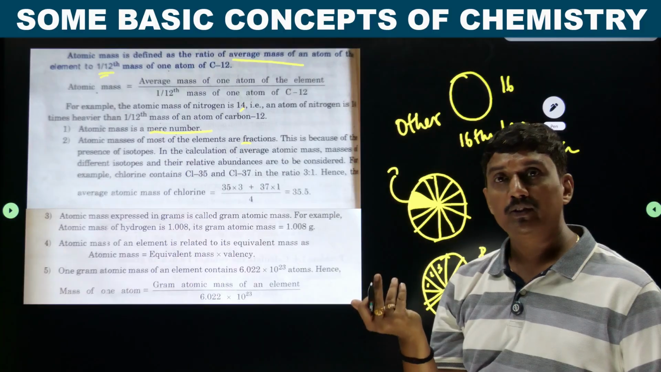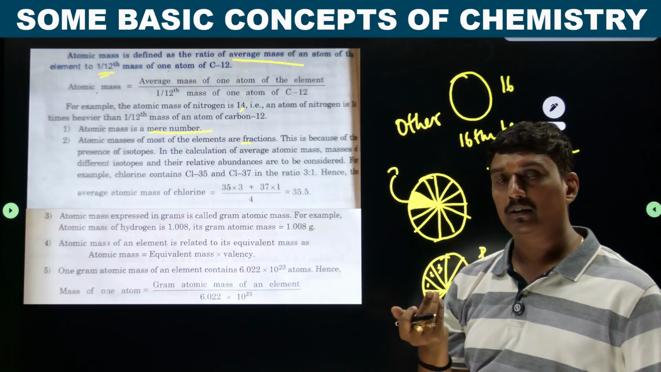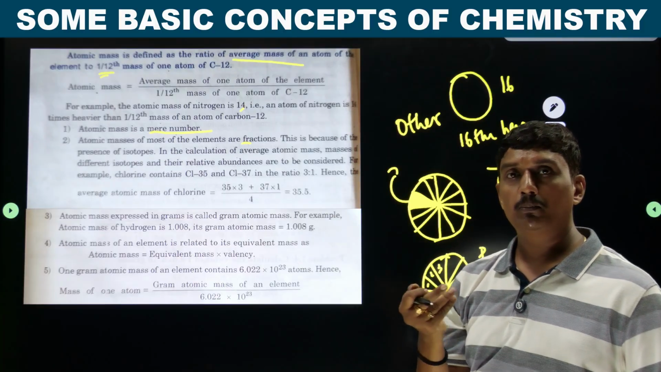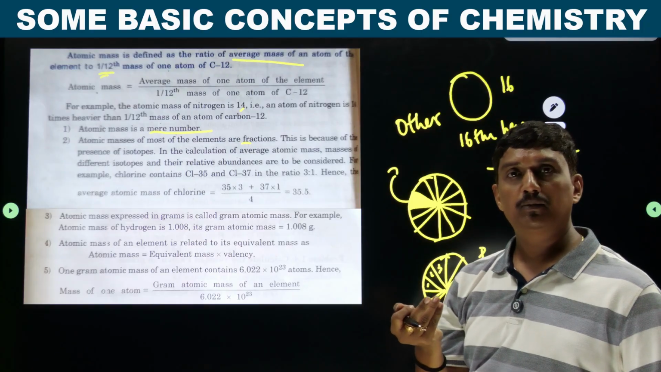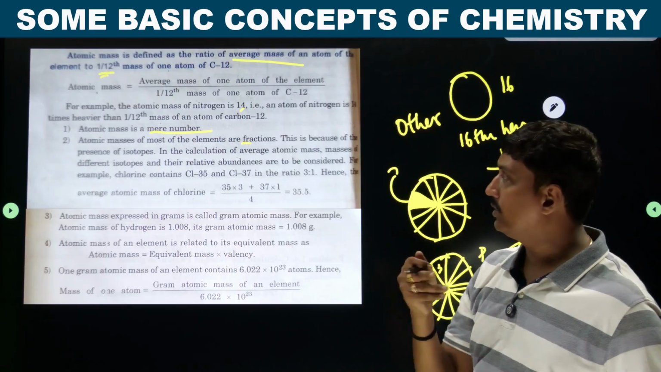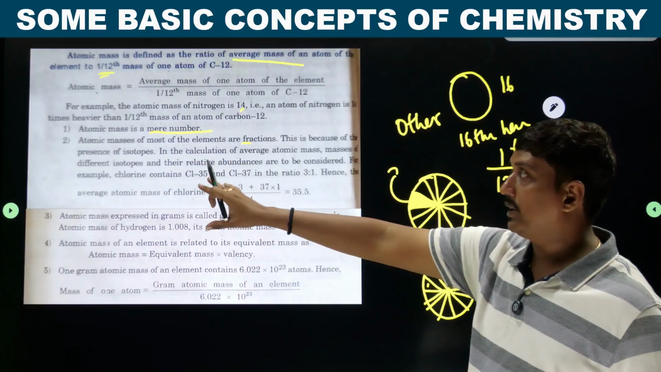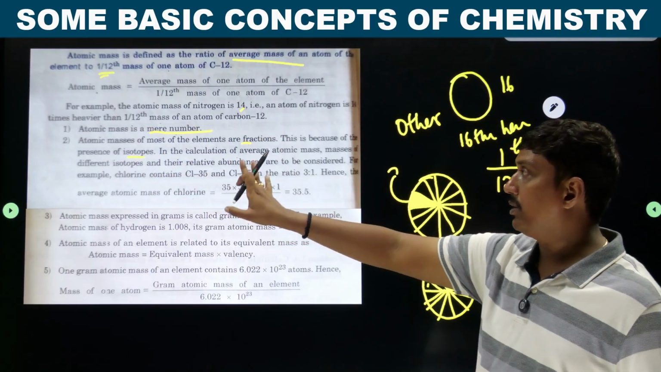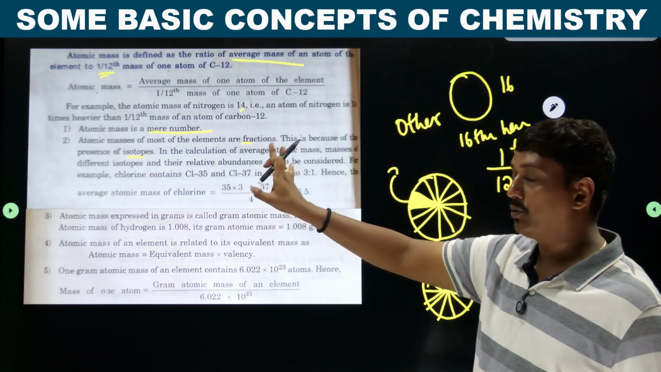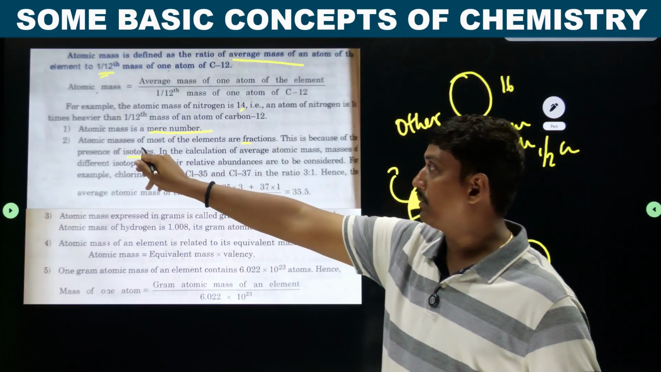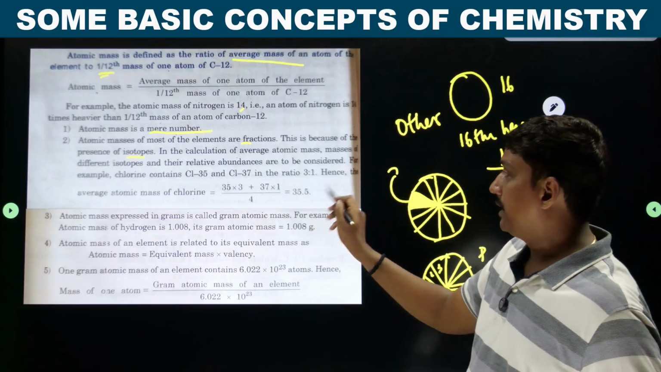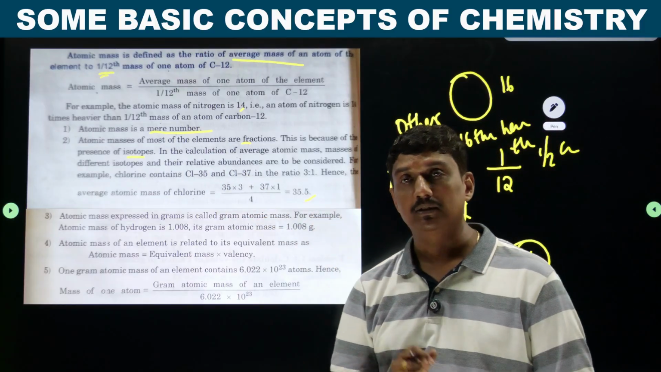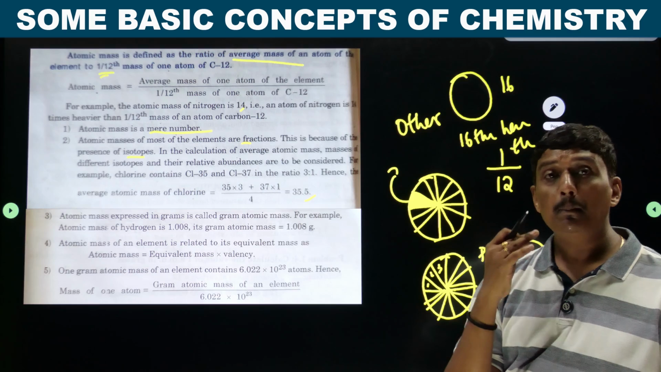Why is it not always a whole number, 1, 2, 3, 4 like that? So we have 1.008, 1.009, 6.38 like this. But the reason is that some of the elements exist in the form of isotopes. So the average mass should be taken, the average atomic mass. Therefore, atomic masses for most of the elements are in the form of fractions. That is the reason.